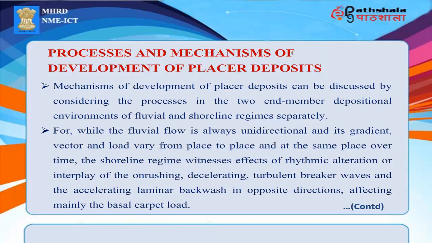Mechanisms of development of placer deposits can be discussed by considering the processes in two end-member depositional environments of fluvial and shoreline regimes separately. For while the fluid flow is always unidirectional and its gradient, vector and load vary from place to place and at the same place over time, the shoreline regime witnesses effects of rhythmic alteration or interplay of the onrushing, decelerating, turbulent breaker waves and the accelerating laminar backwash in opposite directions, affecting mainly the basal carpet load.